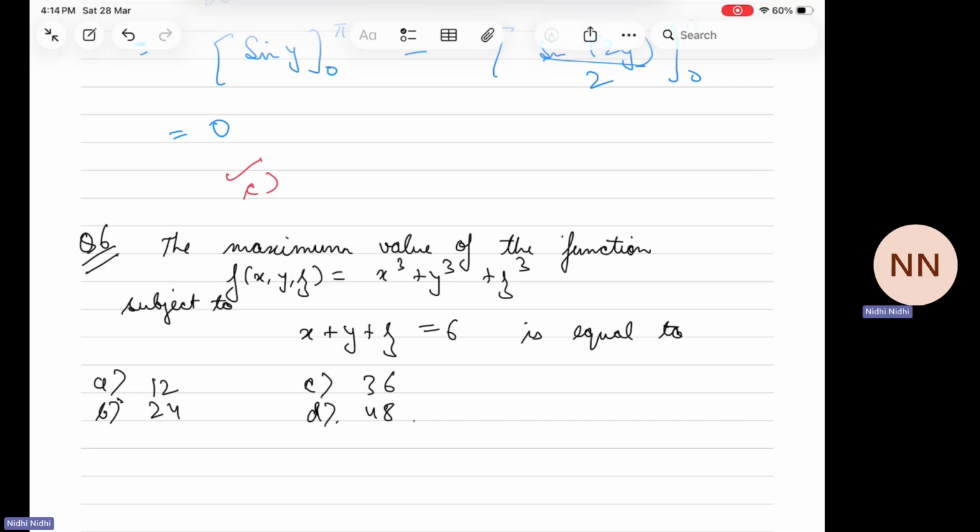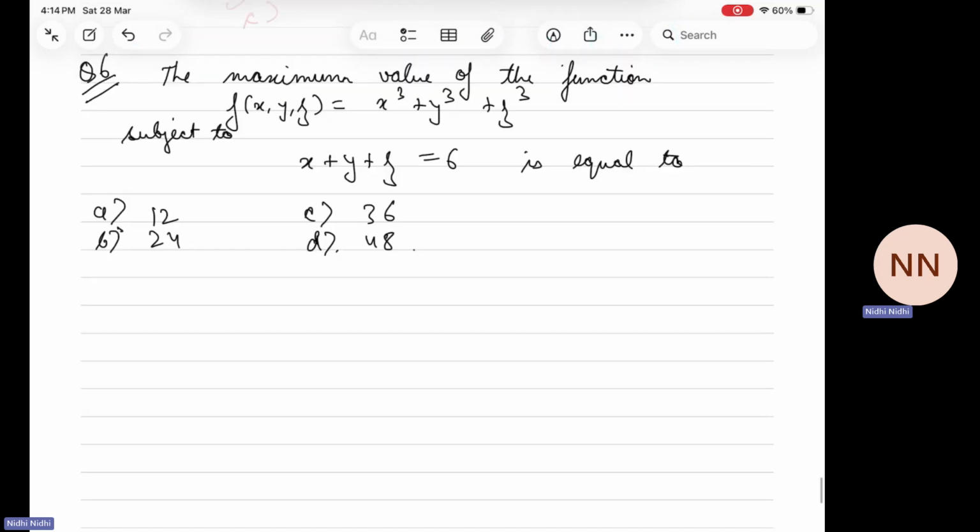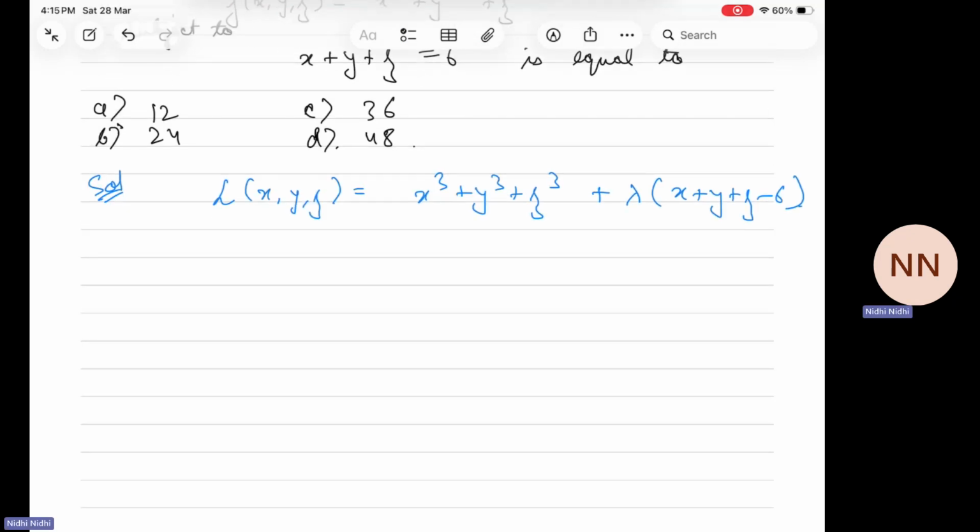So we'll be using exactly the same method of Lagrange multiplier. We start by defining the function L(x,y,z) equal to x cube plus y cube plus z cube plus lambda times x plus y plus z minus 6. Differentiating with respect to x, we get 3x square plus lambda equals 0. Similarly, 3y square plus lambda equals 0, and 3z square plus lambda equals 0.